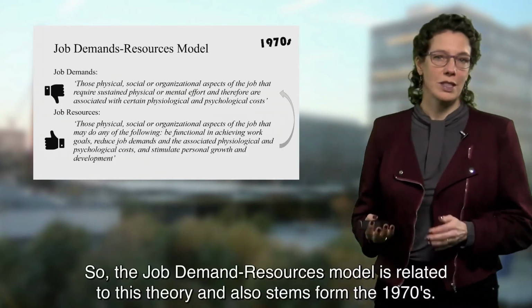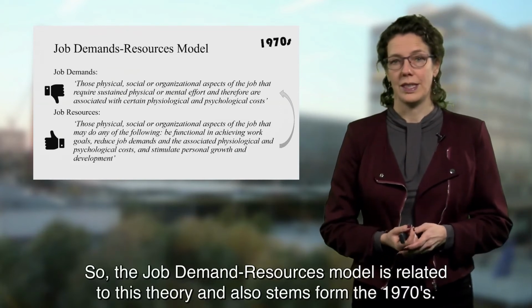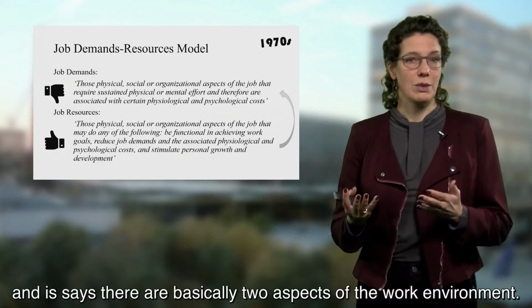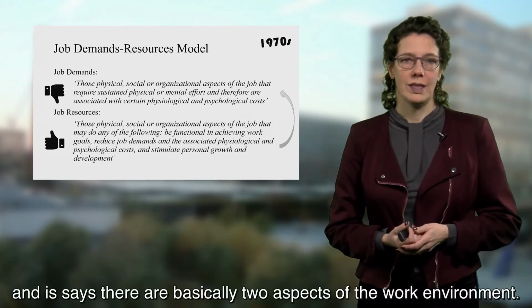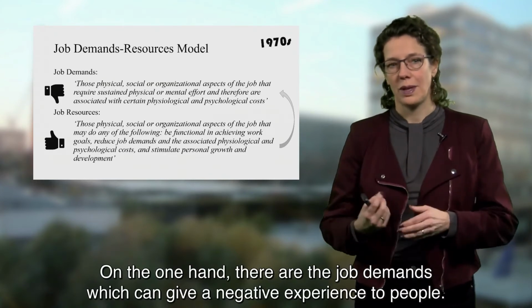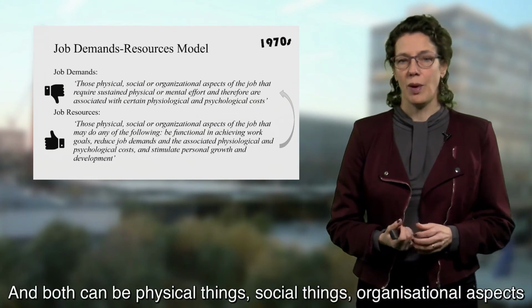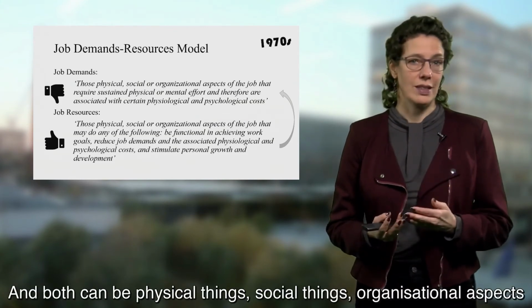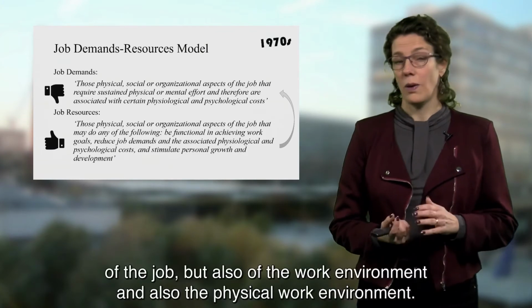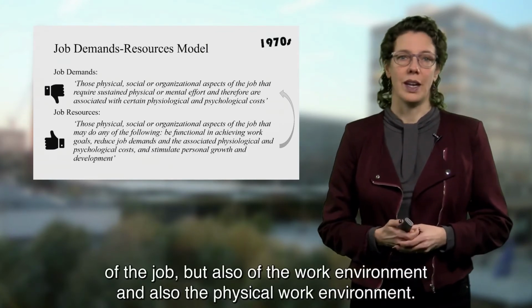So the job demands resources model is related to this theory and also stems from the 1970s. And it says there are basically two aspects of the work environment. On the one hand, there are the job demands, which can give a negative experience to people, and on the other hand, there are the job resources. And both can be physical things, social things, or organizational aspects of the job, but also of the work environment and also of the physical work environment.